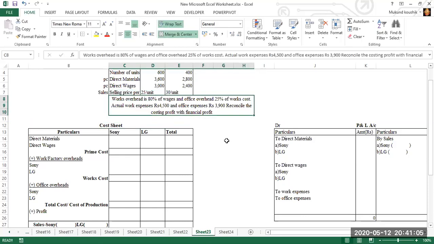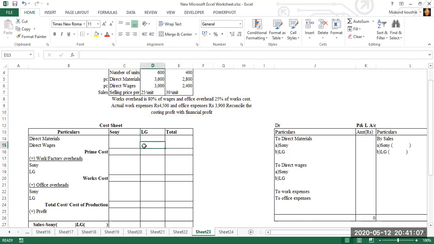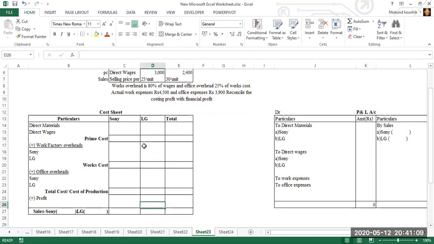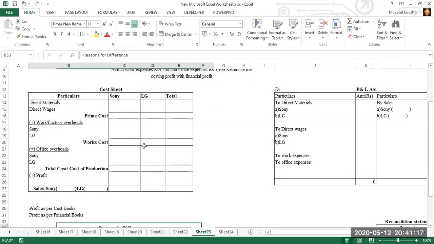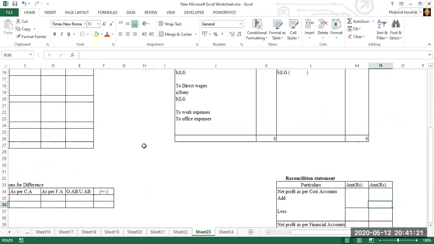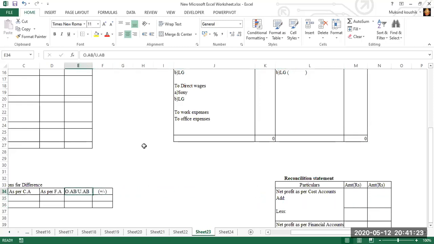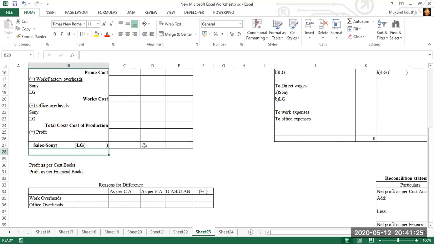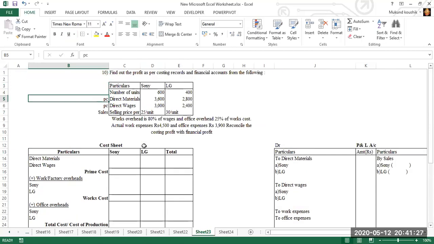Now again they have given: reconcile the costing profit with financial profit. What we have to do basically is that first we have to prepare cost sheet and find out the profit as per cost accounting. Then again we have to prepare P&L account and find out the net profit as per P&L account. Then finally we have to see where there is a difference between these two accounts, and finally prepare a reconciliation statement between the profit as per cost accounting and profit as per financial books. This is a little bit different from all the problems which we have solved.